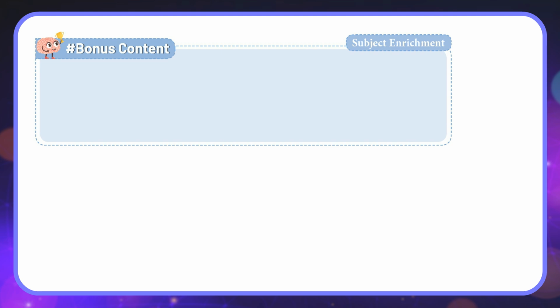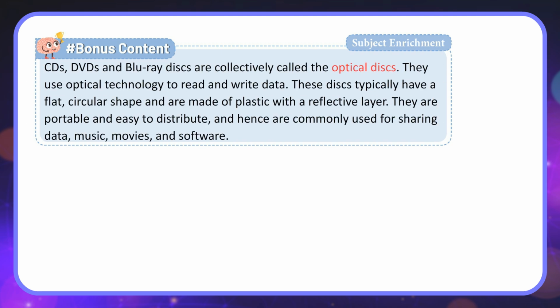Bonus content. Subject enrichment. CDs, DVDs and Blu-ray discs are collectively called optical discs. They use optical technology to read and write data. These discs typically have a flat, circular shape and are made of plastic with a reflective layer. They are portable and easy to distribute, and hence are commonly used for sharing data, music, movies, and software.